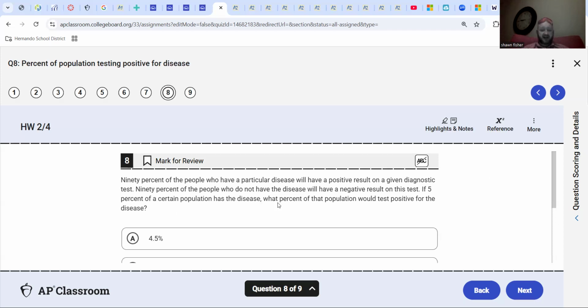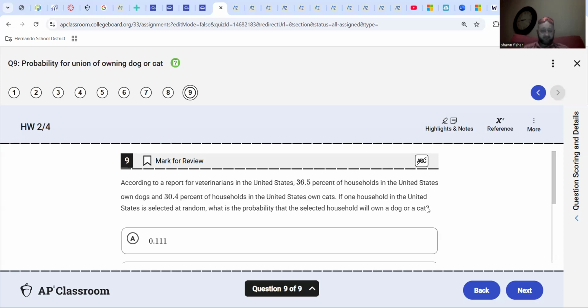90% will have a negative result, okay? If 5%, what percent of the population would test positive for the disease? So you're looking for all of the ways they would test positive, okay? I don't think I wrote that one down, but anyway, do a tree diagram, see what you get.